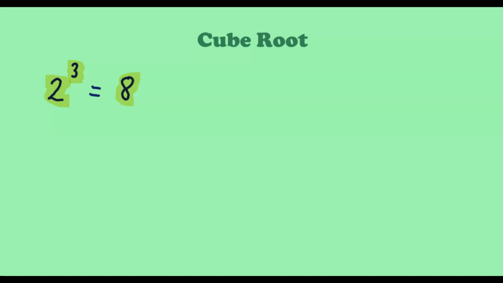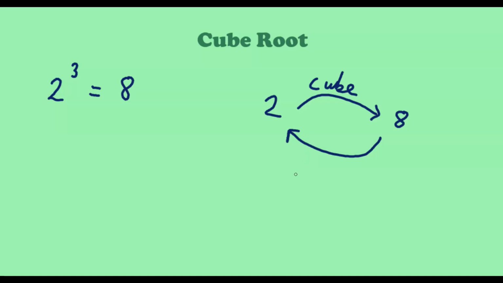So if we use the inverse operation of the cube root, then if we start from 8, we should get to 2. That means that if we have the number 2 and we get to 8 by taking the cube, then if we take the cube root of 8, we should get back to 2. Now, how do we represent this symbolically? The symbol for the cube root is like this, and we write that the cube root of 8 is equal to 2.